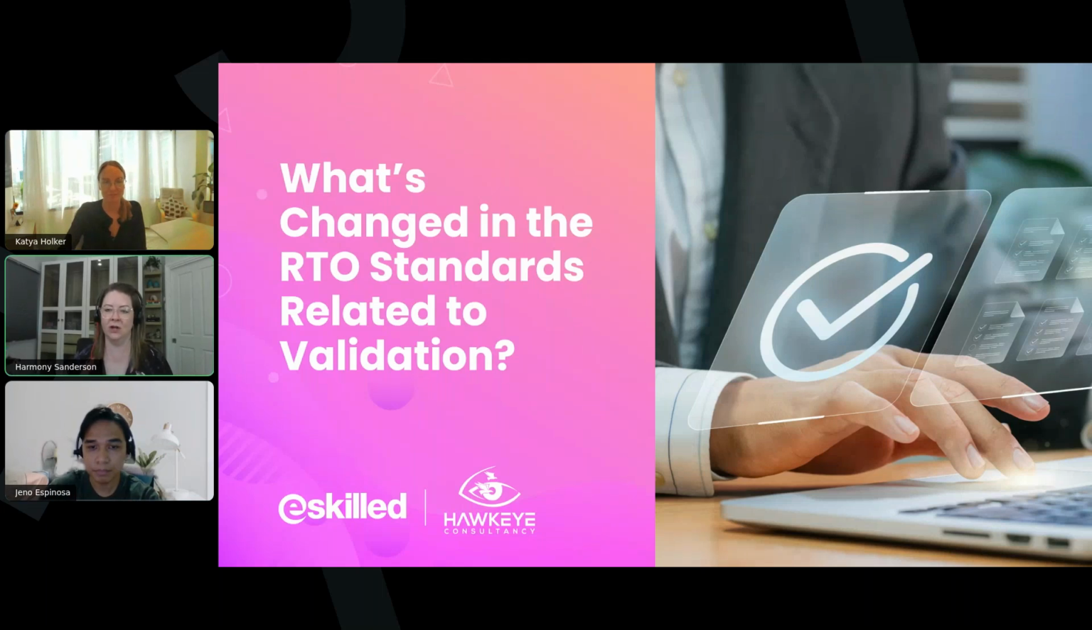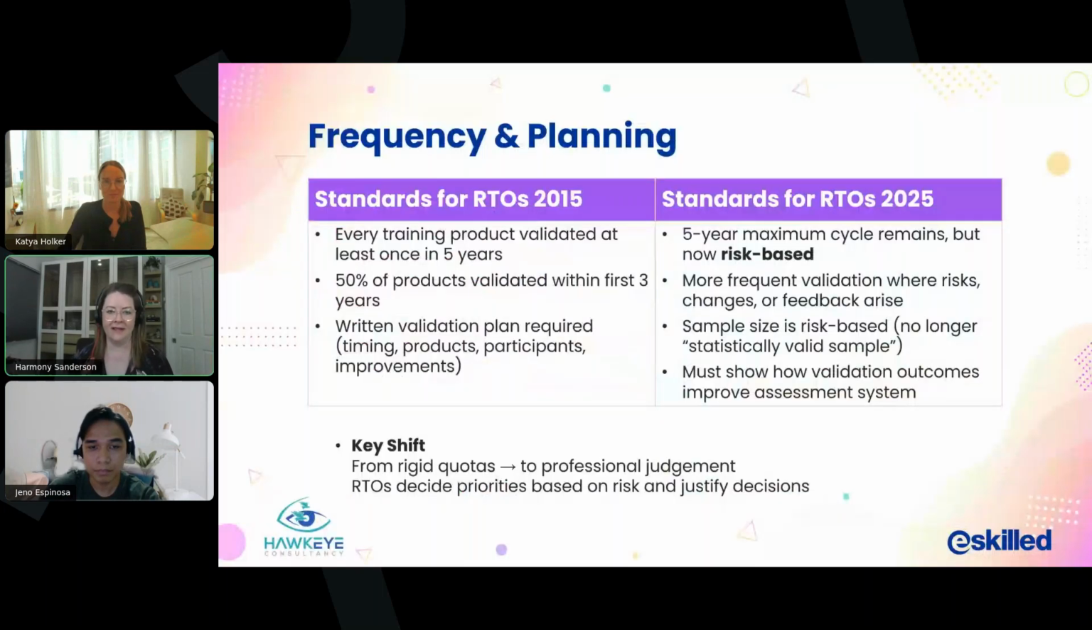Okay, so firstly, we'll touch on what's changed regarding validation under the new 2025 standards. So validation frequency and planning. Under the standards for RTOs in 2015, every training product had to be validated at least once in 5 years. At least 50% of the products had to be validated in the first 3 years of the cycle. And RTOs needed a written validation plan outlining timing, products, participants, and how improvements would be actioned.